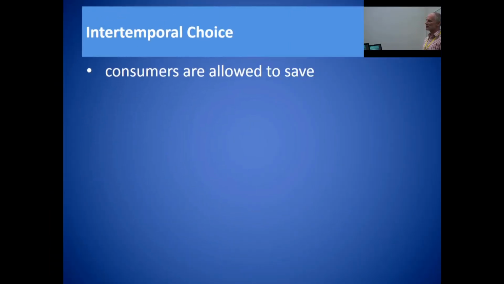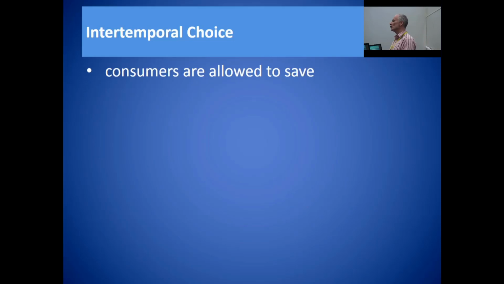The last aspect of this topic of consumer choice is looking at the idea of what we will call intertemporal choice. Looking at consumption decisions over time.